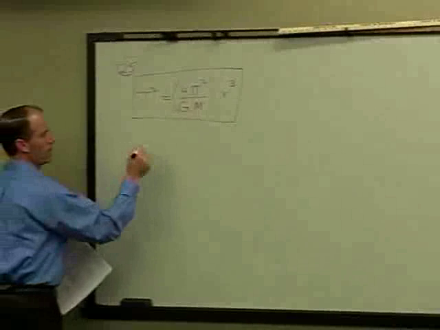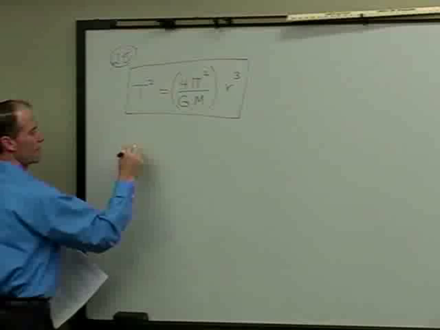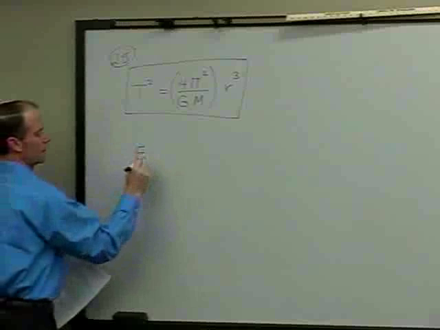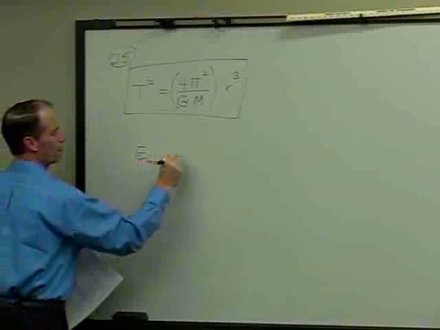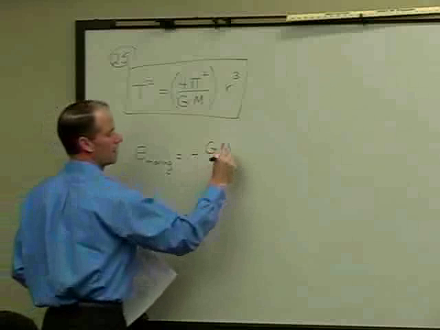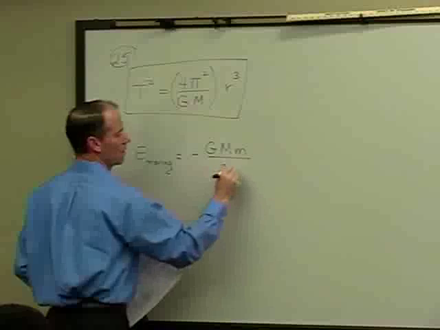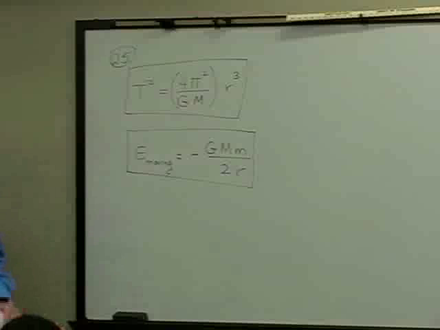Another development from last time was that for a moving satellite, that we're bound with a certain energy, and for a moving satellite, that binding energy is equal to negative G times mass of the central body, mass of the satellite, over 2 times r. Well, r is the radius of the orbit.